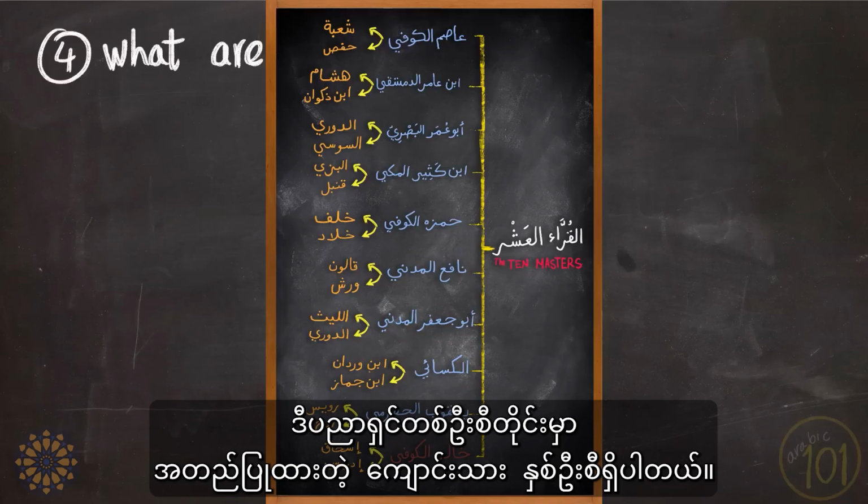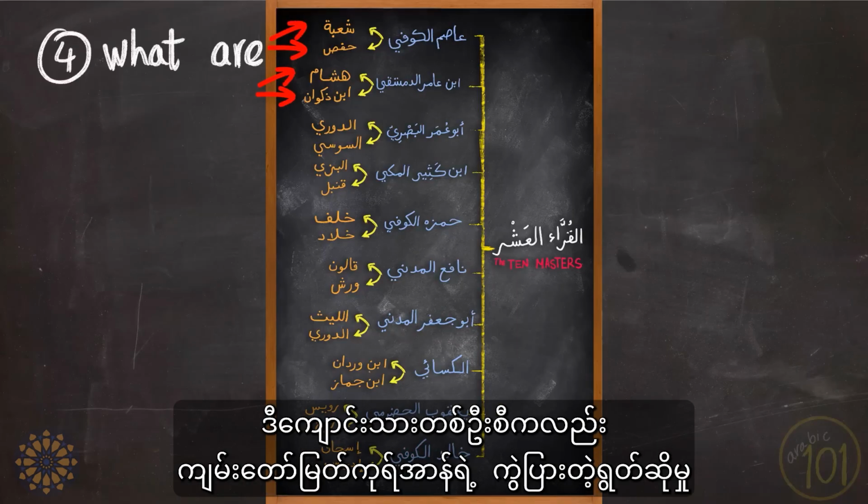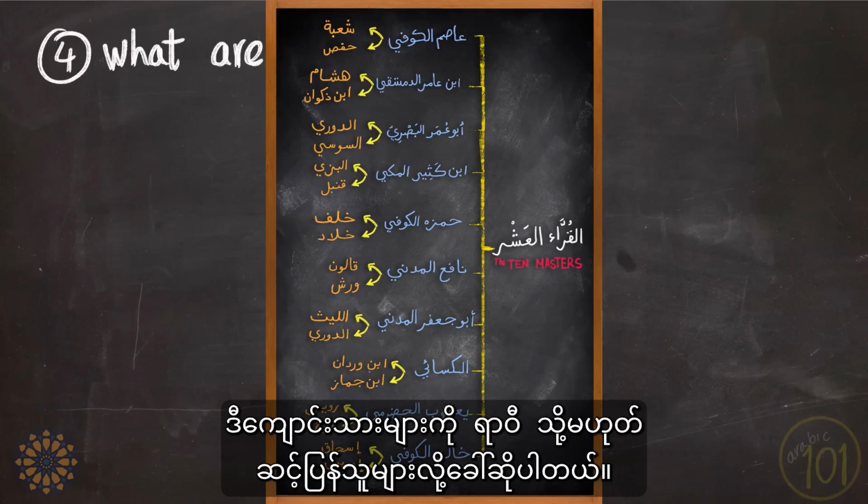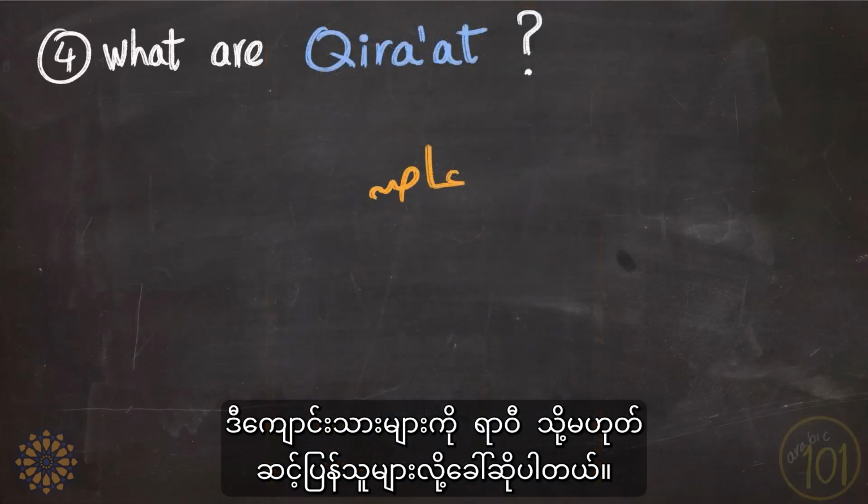Each one of these masters has 2 confirmed students, and each one of these 2 students has learned and specialized in a distinct variation of the Holy Quran. These students are called Rawi, or narrator.